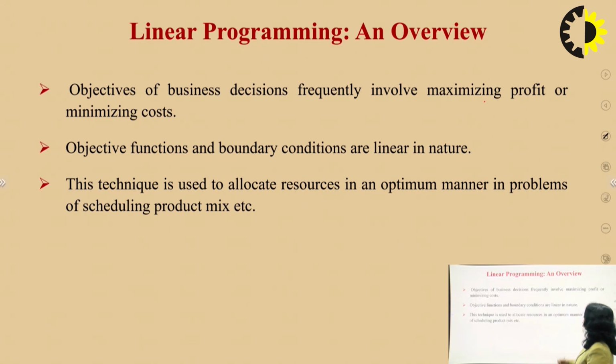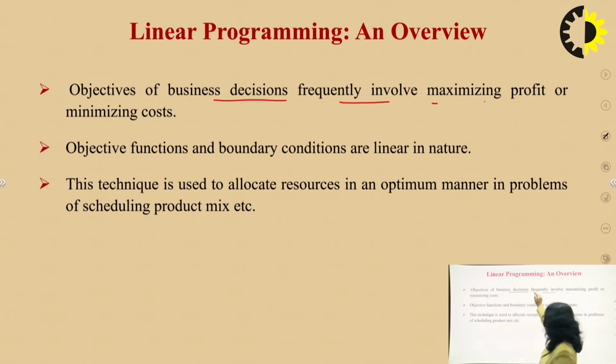First is linear programming: an overview. Basically, this technique is used to find a solution for optimizing a given objective, and the objective can be maximizing the profit or minimizing the cost. The objective of business decisions frequently involves either maximizing the profit or minimizing the cost. Clear?